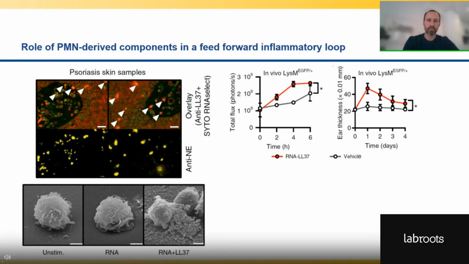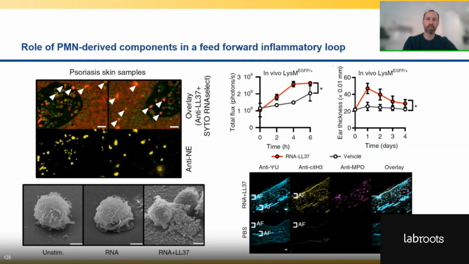Therefore, what we did next is we used a mouse strain called LysM-EGFP, which allows us to visualize neutrophils in the skin. And what we found is that when we injected RNA and LL37 into the skin, we see a significant increase in the amount of neutrophils that migrate into the skin over time. And this also correlated with an increase in skin inflammation as measured by ear thickness compared to vehicle controls.